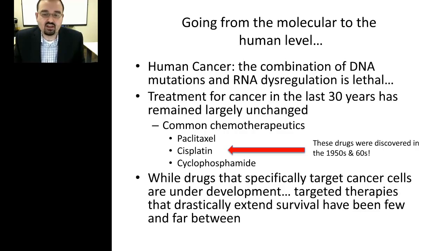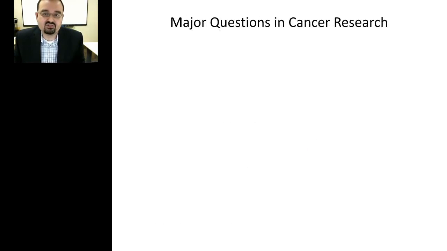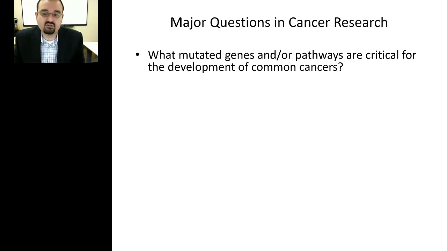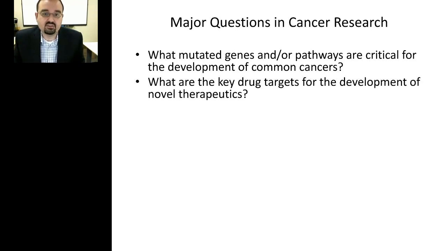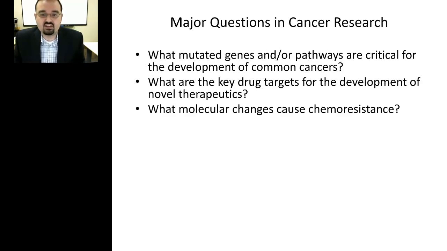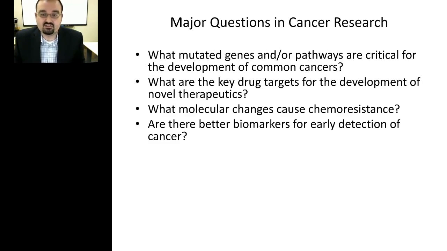So I've given you an intro to genomic sequencing in cancer, but the question is, why do we do it? I think it's advantageous that we can take these technologies and interrogate at the molecular level in an amazing number of facets, but why do we want to do this when we take this to the human level? We know that human cancer is the combination of DNA mutations and RNA dysregulation, and that this combination is lethal.